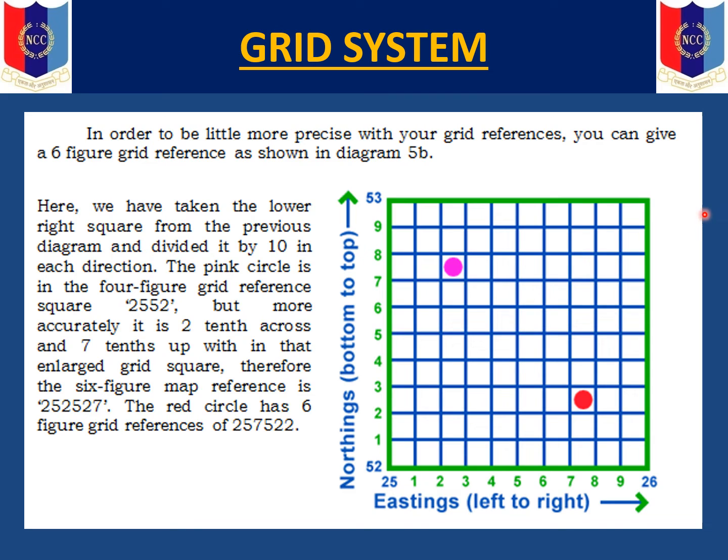Now we'll see how to give a 6-figure grid reference or an 8-figure grid reference. Now this is a square bound by eastings, the vertical lines 25, 26, and the northings 52 and 53. Now this square has, say for example, 2 important landmarks. Now you have to give the grid reference of these 2 landmarks.